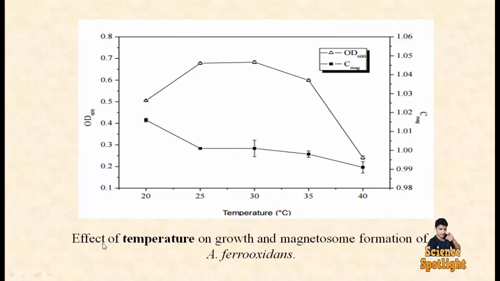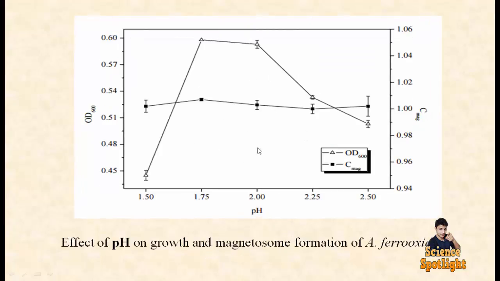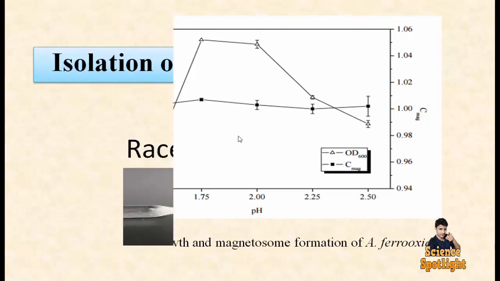And the next important factor is temperature, the effect of temperature on growth and formation of magnetosome. Here you can see that as the temperature increases from 20 to 30, you can see a gradual increase in magnetosome formation. Hence, the optimum temperature for magnetosome formation is 20 to 30, and after that it reduces. And this is the effect of pH on growth and magnetosome formation.